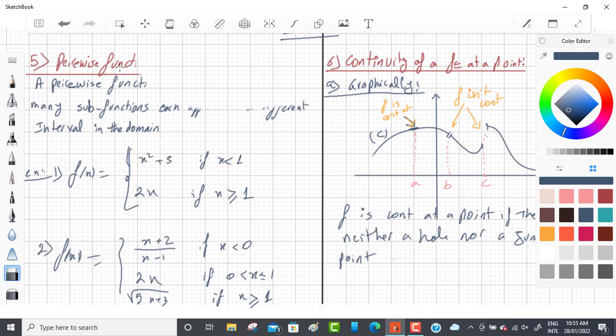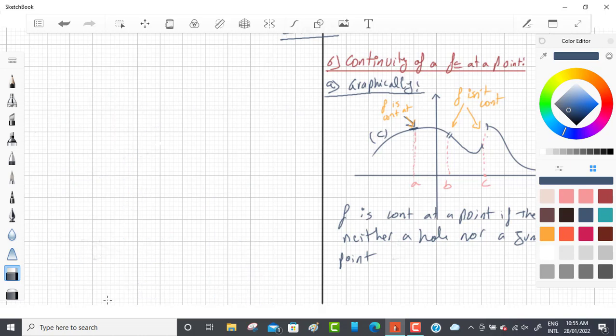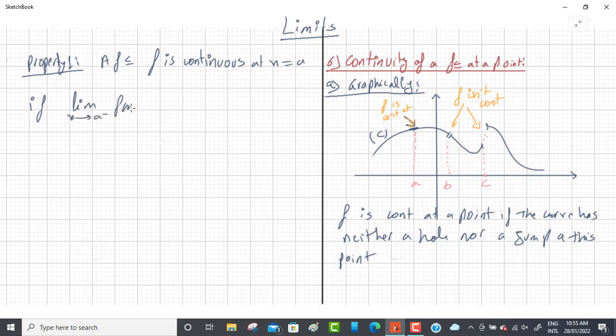What if you have to show that a function is continuous by calculation? Property 1. A function f is continuous at x equals a if the limit as x tends to a exists. It means that the limit as x tends to a minus of the function equals the limit as x tends to a plus of this function equals f of a.